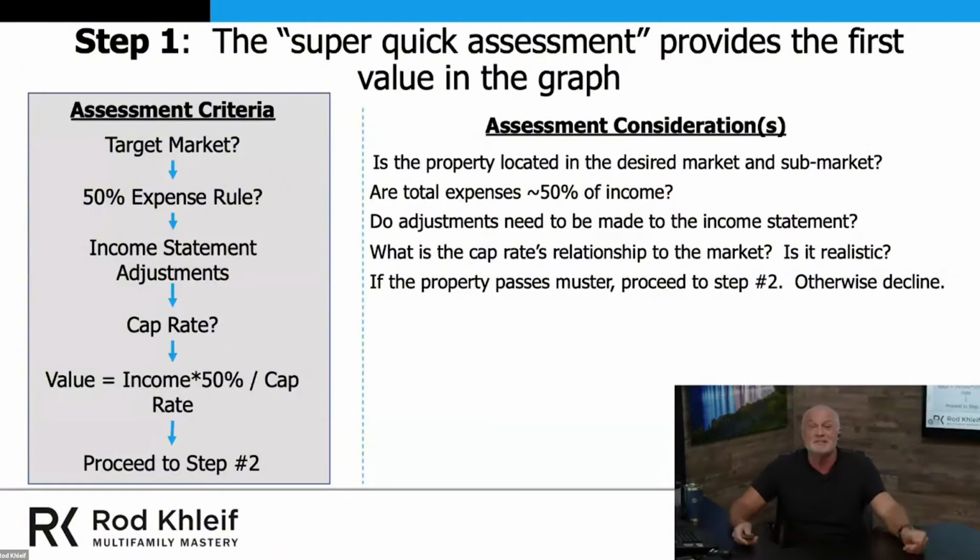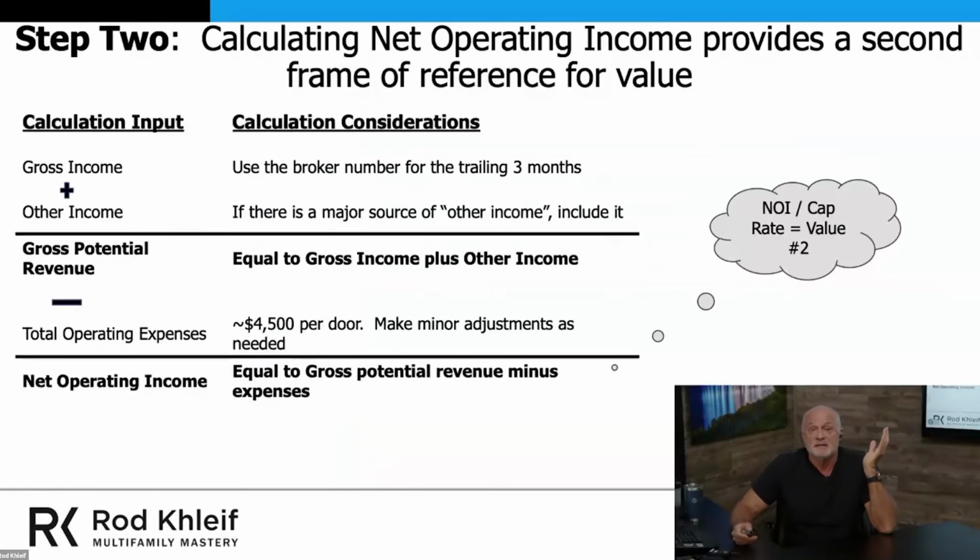Why are we doing this, right? Now, it may not be super close, but this is the first data point. So take that value and make a note of it. The goal is to get this first step done as a super quick assessment. I take my expenses, I take my income, I calculate my cap rate. What kind of value do I have? So that's step 1, okay? Now let's move on to step 2. Step 2 is actually digging into the NOI.